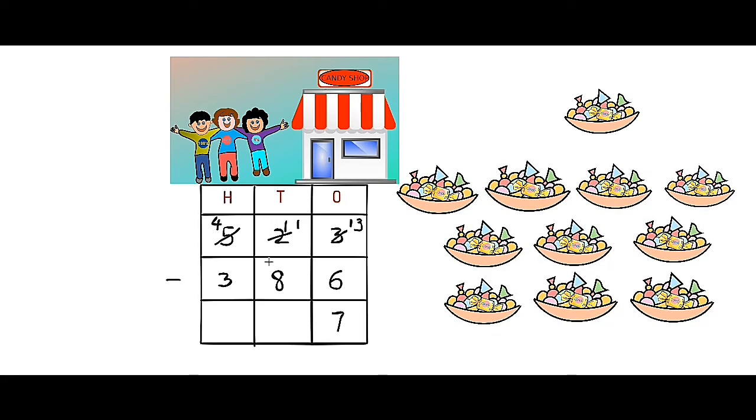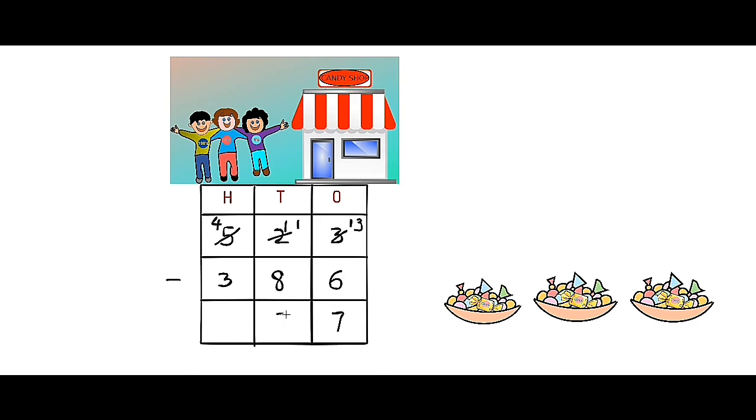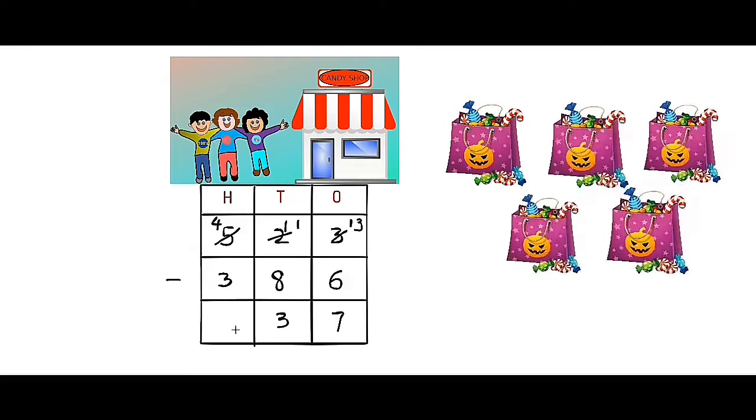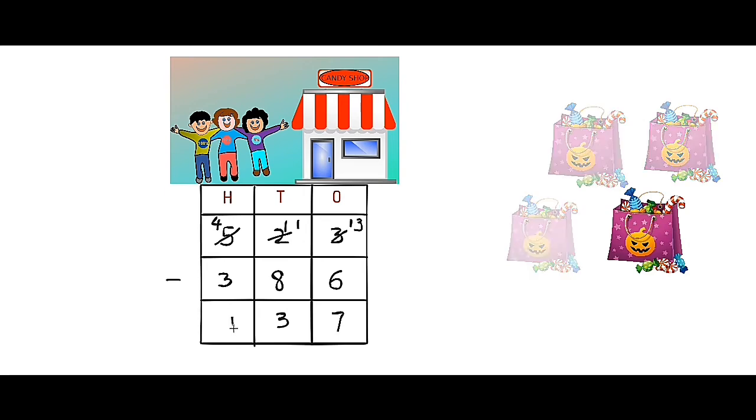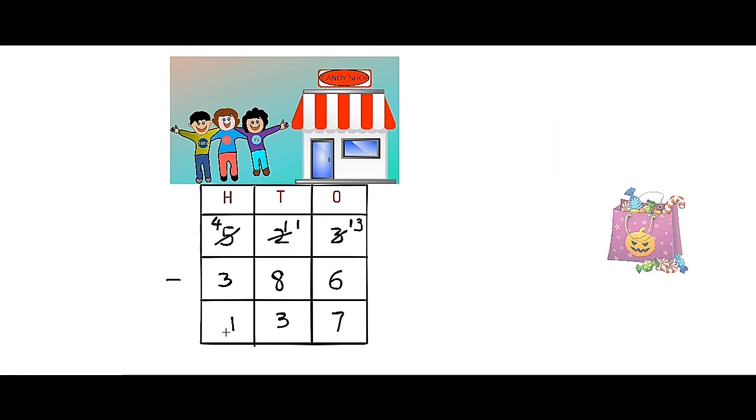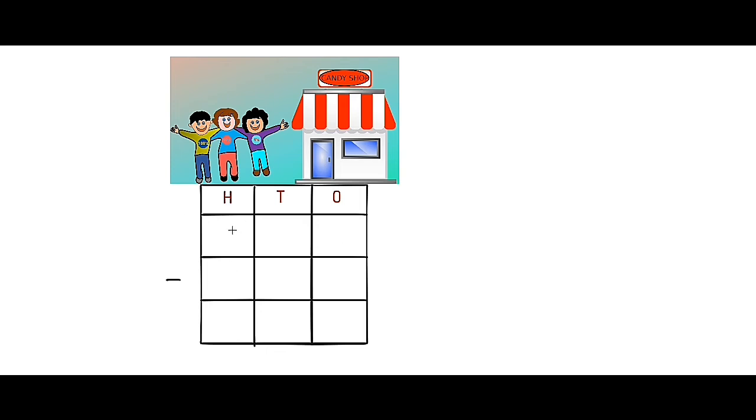After selling the candy bowls, he had 3 bowls remaining with him. Hundreds had 4 bags, out of which he sold 3 bags and 1 bag remained with him. So the solution of 523 minus 386 is 137.